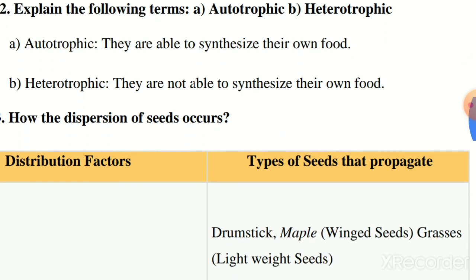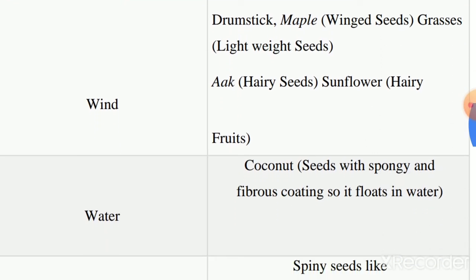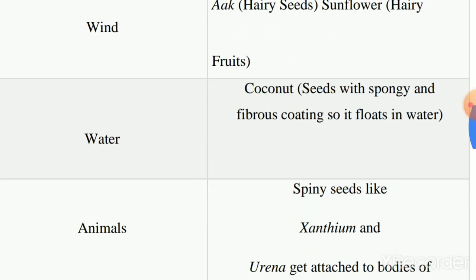Next, 5 mark question. How does seed dispersion occur? So, wind. So, drumstick, maple, acorn, sunflowers. These seeds are hairy and lightweight, so they easily travel in air. And water, coconut. Okay, because in the seashore we can see so many coconut trees. So when the coconut falls down, it can float on the water nearly 1000 kilometers. So when it is deposited in any place, it will become a new plant.